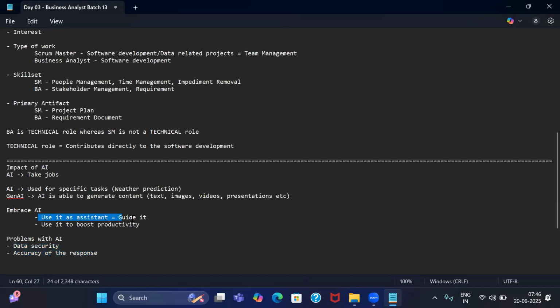Use it as an assistant. Don't try to delegate entire task to AI. Guide it in the appropriate direction. Use it to boost productivity. But don't just 100% rely on AI itself.